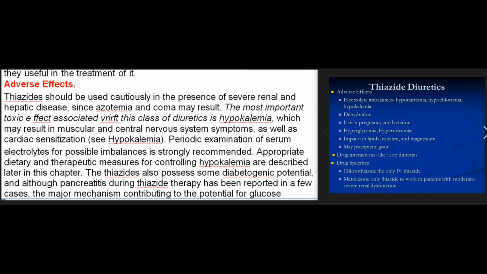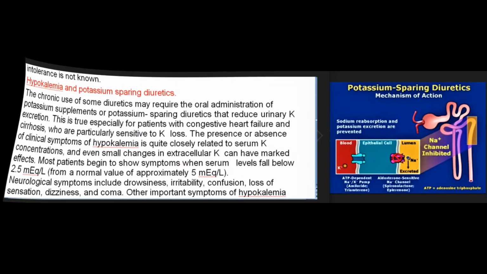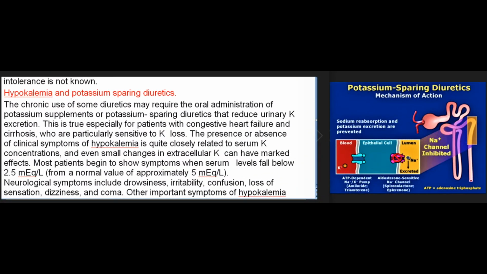The thiazides also possess some diabetogenic potential, and although pancreatitis during thiazide therapy has been reported in a few cases, the major mechanism contributing to the potential for glucose intolerance is not known. Hypokalemia and potassium-sparing diuretics. The chronic use of some diuretics may require the oral administration of potassium supplements or potassium-sparing diuretics that reduce urinary K excretion.